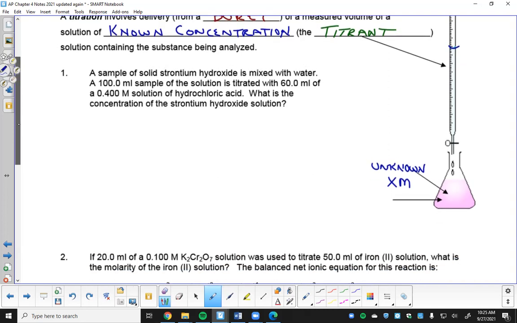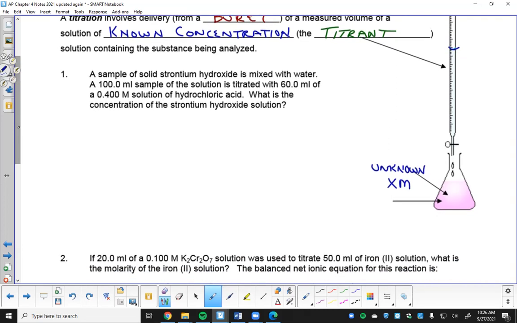So let's take a look at number one and we'll get an idea how that would work. Here we've got a 100 milliliter sample of the strontium hydroxide solution, titrated with 60 milliliters of a 0.4 molar solution of hydrochloric acid. The hydrochloric acid, we know everything about it. We know its volume and we know its molarity, and the unknown is the strontium hydroxide. We want to figure out the concentration of the strontium hydroxide.